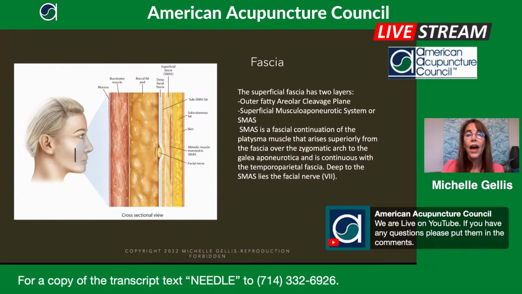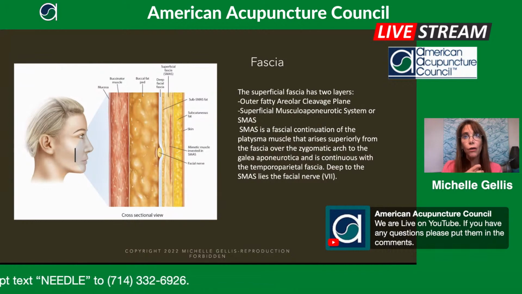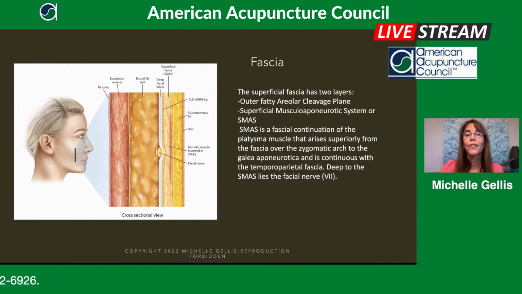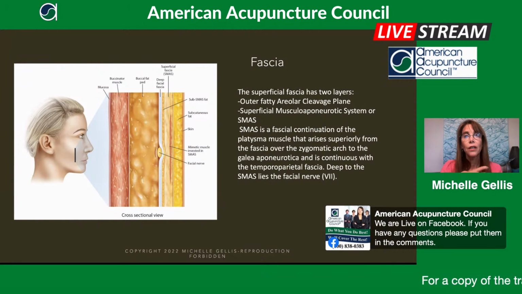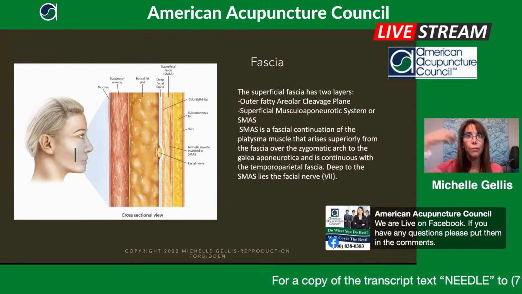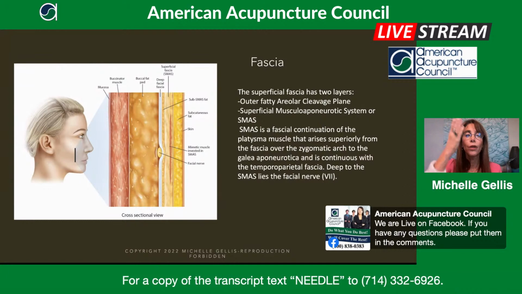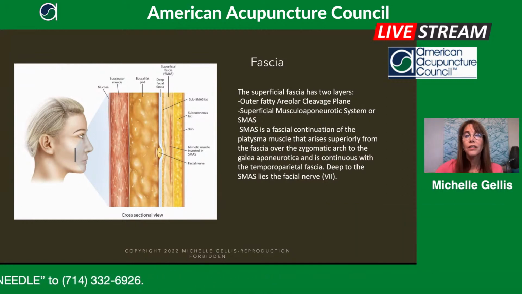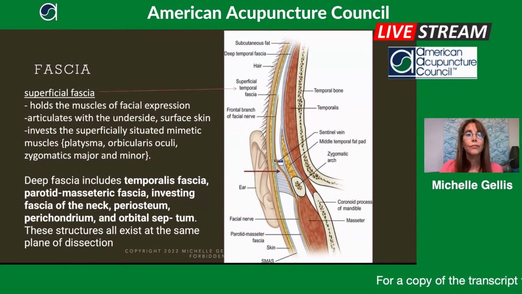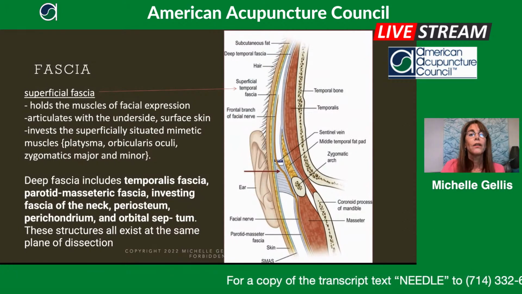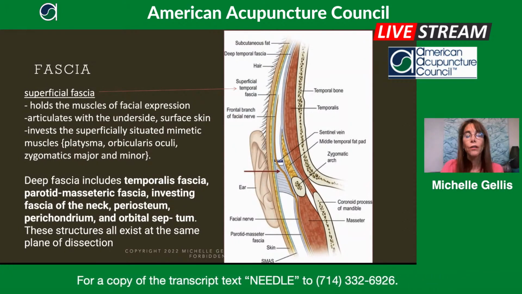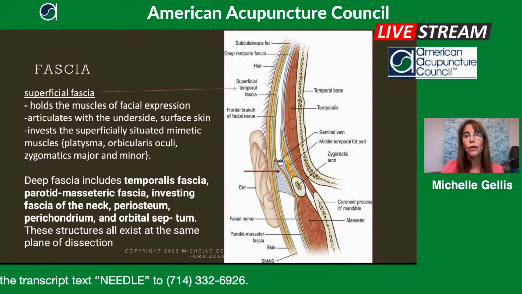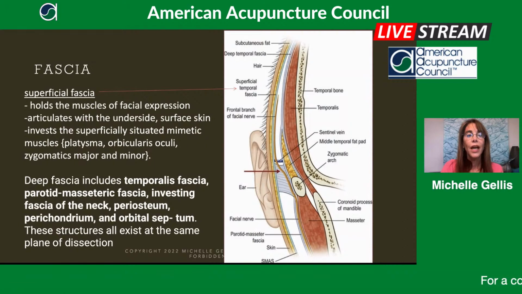And that is what allows us to make facial expressions. It takes the nerve impulses from deep and sends them out to the muscle, which then translates out to our skin. So the superficial fascia layer is what is responsible for our facial expressions.